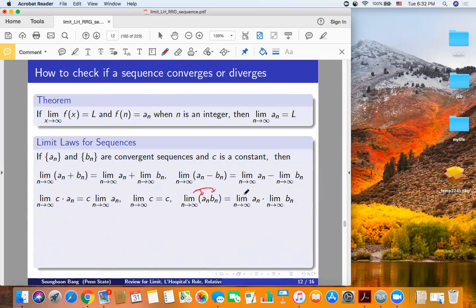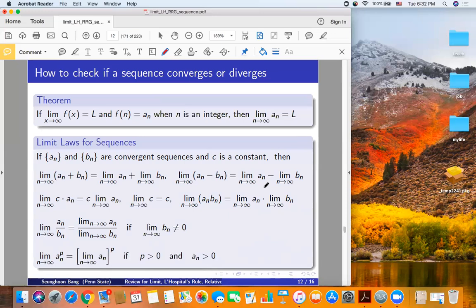The limit of a_n times b_n, the same: distribute the limit, limit of a_n times limit of b_n. The limit of a_n over b_n: the same, distribute the limit to the top and the bottom. In this case, we have one restriction: the limit of the bottom one is non-zero. So we have this restriction. The limit of a_n to the power p: the limit goes inside. The limit of a_n to the power p, if p is positive, a_n is positive.